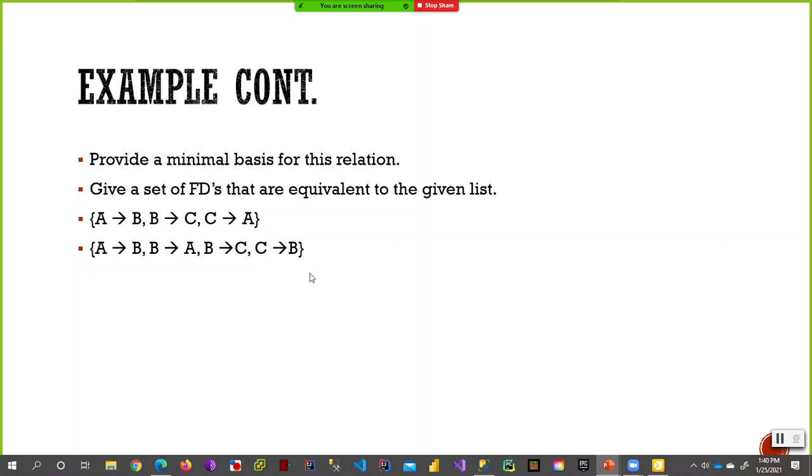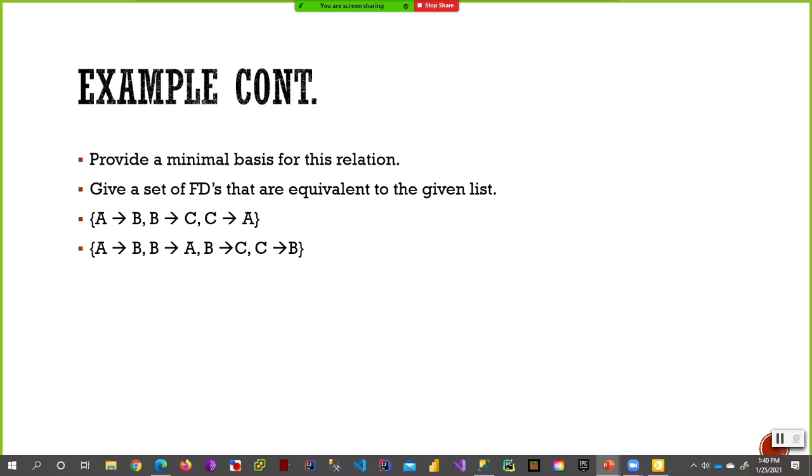Whenever we were computing the transitive rule before, A functionally determines B, B functionally determines C, so A functionally determines C. That didn't mean that C functionally determines A, right? We talked about that before. These functional dependencies don't work backwards.